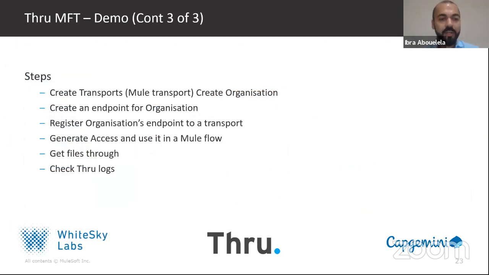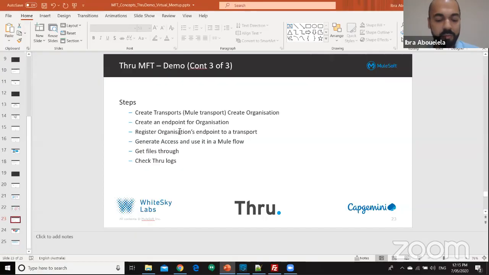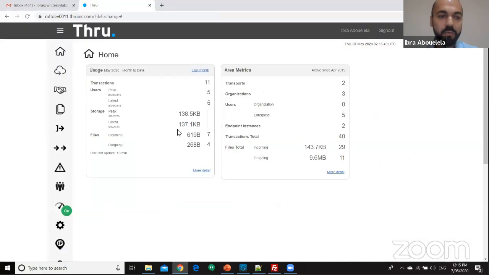So to do that, guys, through the platform, these are the basic steps. We're going to create a transport, create an endpoint, create an organization, and then create an endpoint for this organization, register the organization to the transport, and then generate access and get the files going. I'm going to exit my full screen and go to the actual platform.